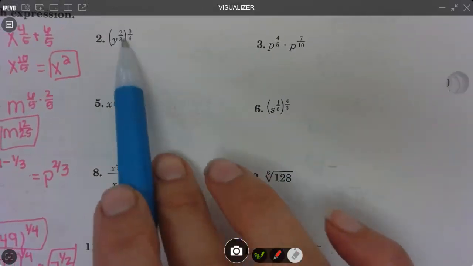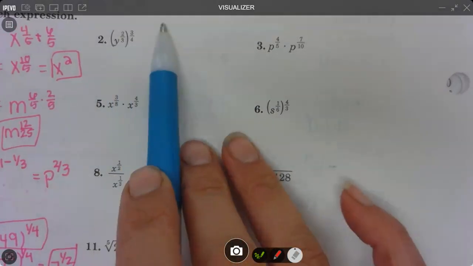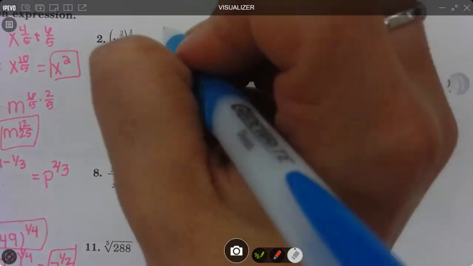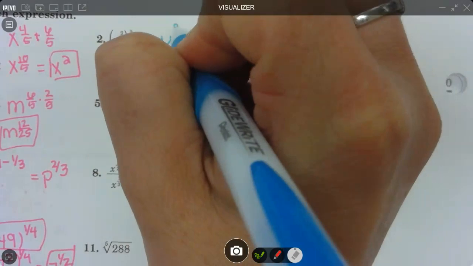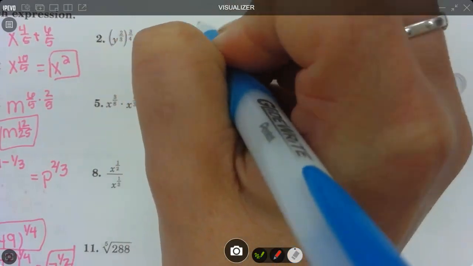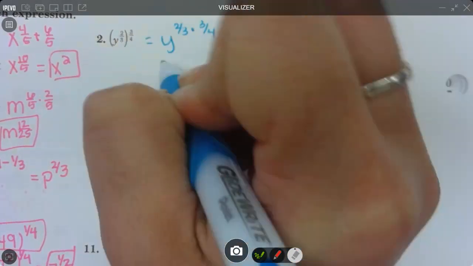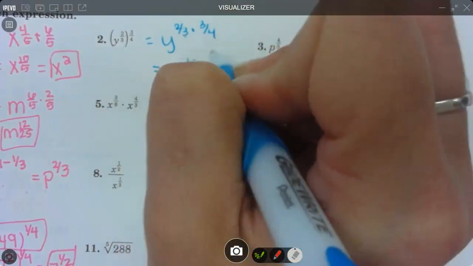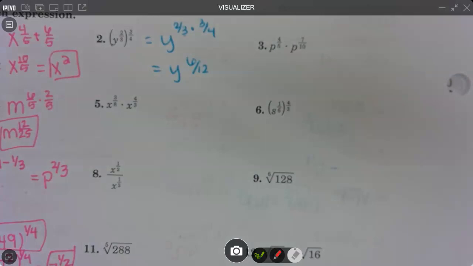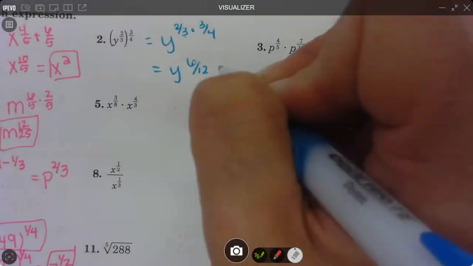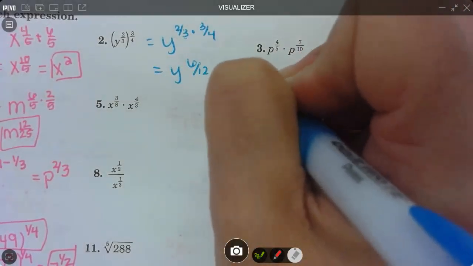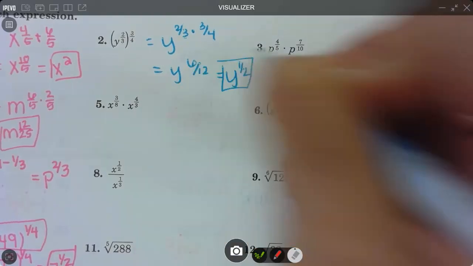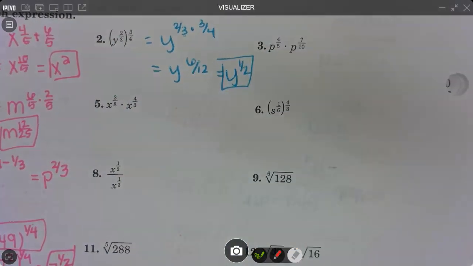If you have a power to a power, the rule is to multiply. So this would be like y to the 2/3 times 3/4. So 2 times 3 is 6. 3 times 4 is 12. That would give you y to the 6 divided by 12, which would become y to the 1/2.